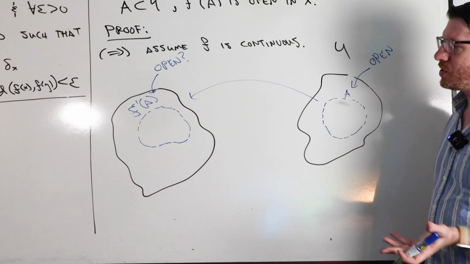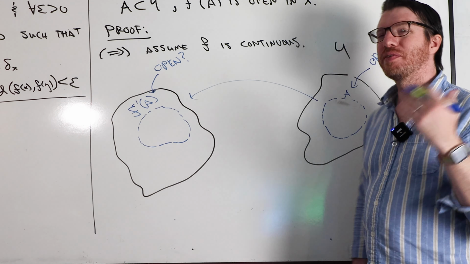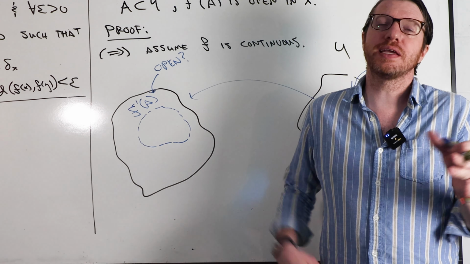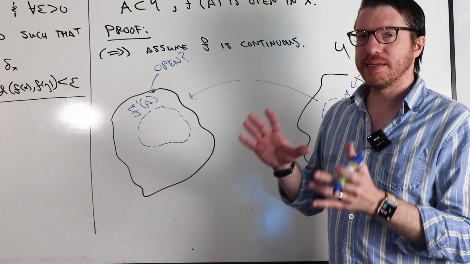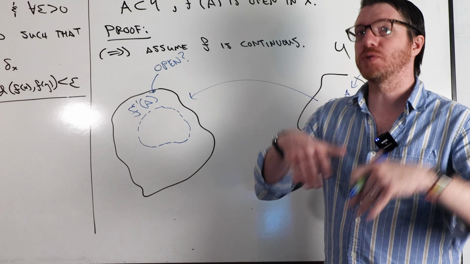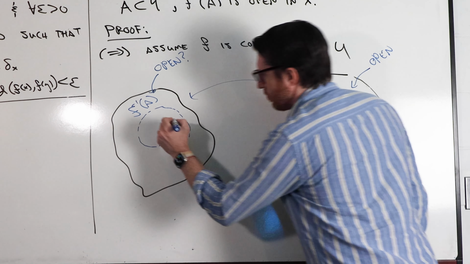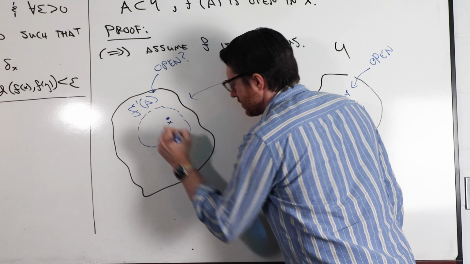And so if we want to show that a set is open, remember the definition of an open set is that every point in the set is an interior point, which means that you can basically take any point in that set and fit a ball around it and it stays within that set. So I'm going to select some point here. We're going to select this point x.